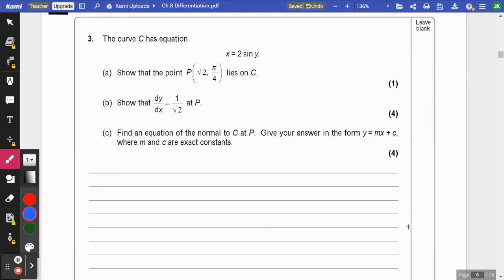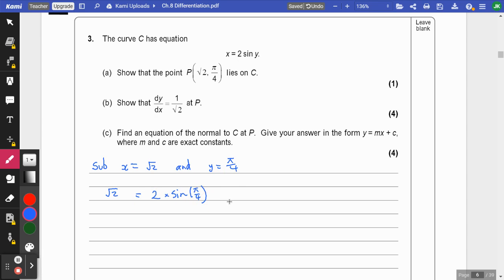The curve C has equation x equals 2 sine y. Show that the point P, root 2, pi over 4, lies on C. So we're just going to substitute x equals root 2 and y equals pi over 4. So does it equal each other? Well, x equals root 2, that's fine. We have 2 times sine of pi over 4.